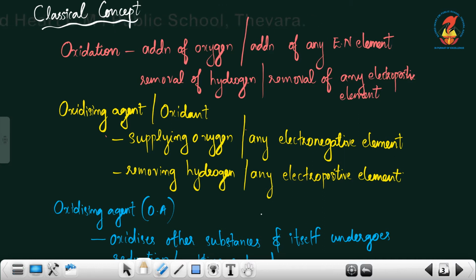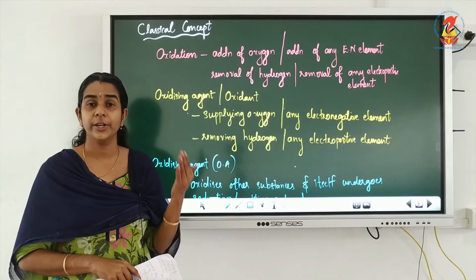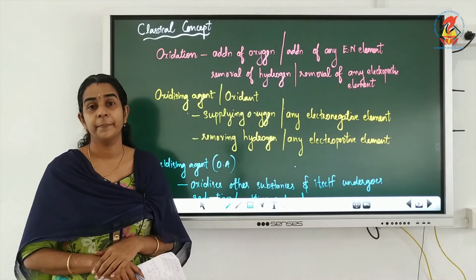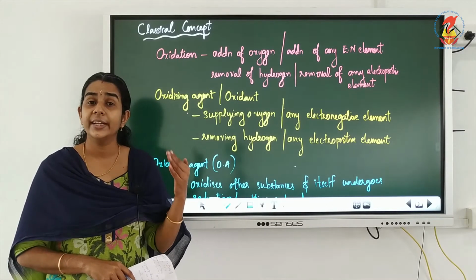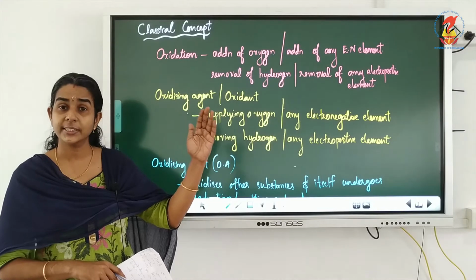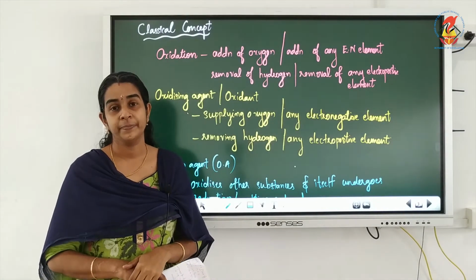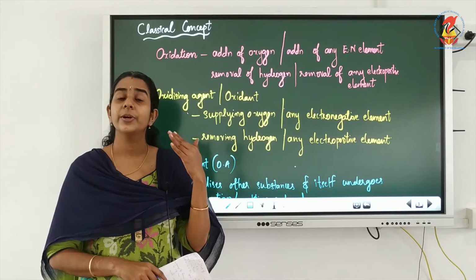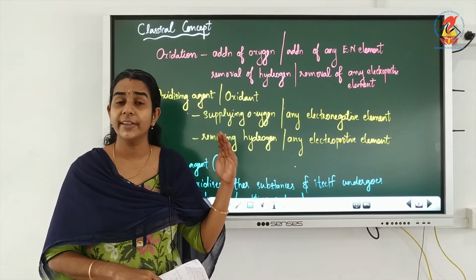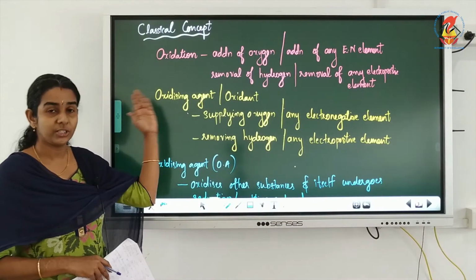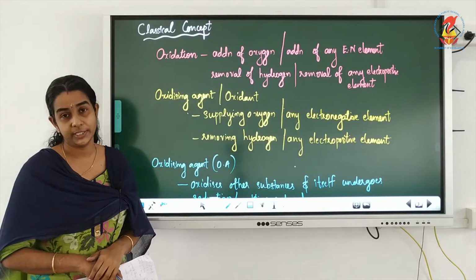Or we can say that addition of any electronegative element can also be considered as oxidation. Any electronegative element means like oxygen, if there is addition of halogens, addition of fluorine, chlorine, bromine, iodine, etc. or any electronegative element. Electronegative element means the elements which are coming at the extreme right of the periodic table. So if there is addition of oxygen or addition of any electronegative element, it can be considered as oxidation according to classical concept.